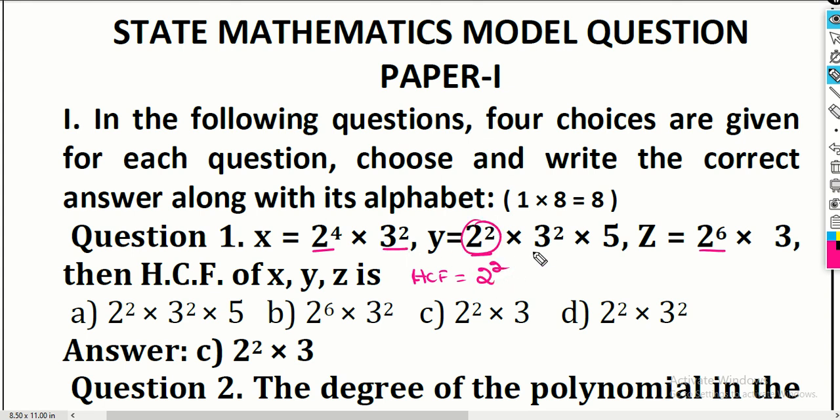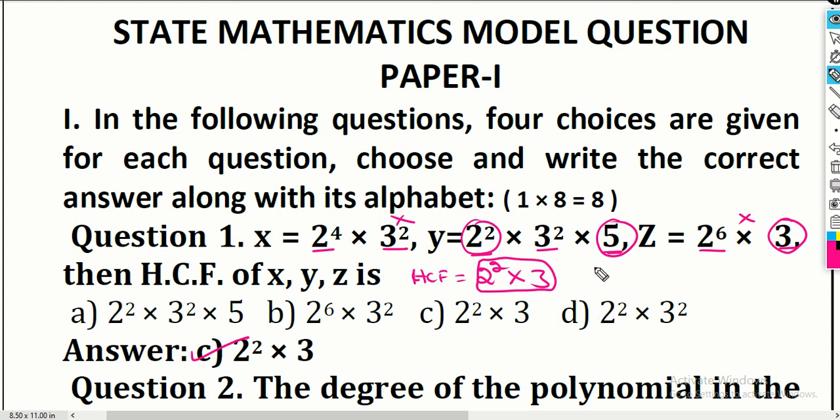Also, for 3 we have 3 square, 3 square, and 3; 3 is the least one, so we take that too. Here there is a 5, but there is no 5 in x and z, so we don't take that. Only this is the HCF, that means 2 square into 3 is the correct answer. Option C is the correct answer.